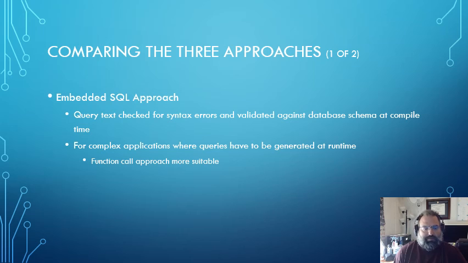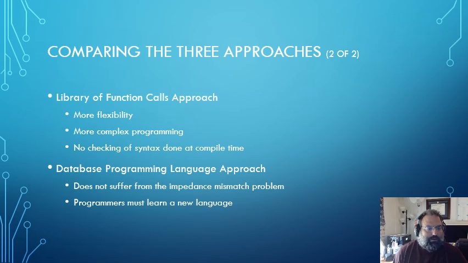When you compare the three approaches, with the embedded SQL approach, the query text is checked for syntax and validated against the database schema at compile time. For complex applications where queries have to be generated at runtime, the function call approach is more suitable. The library function call approach is more flexible, but more complex programming, with no syntax checking done at compile time, though you can do automated unit tests to do the equivalent during development. The database programming language approach does not suffer from the impedance mismatch problem. Programmers must learn a new language, maybe.